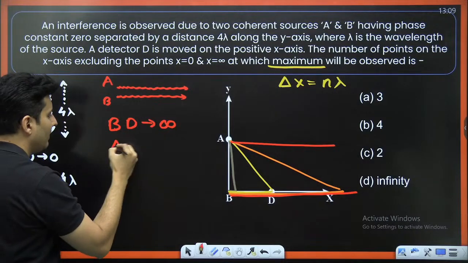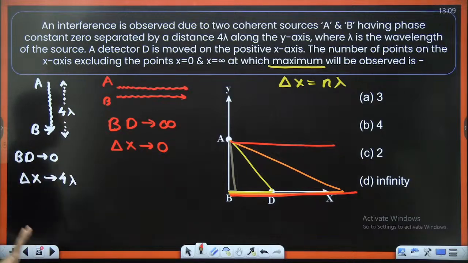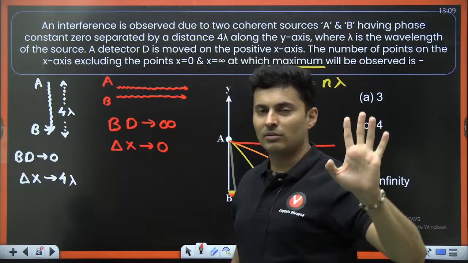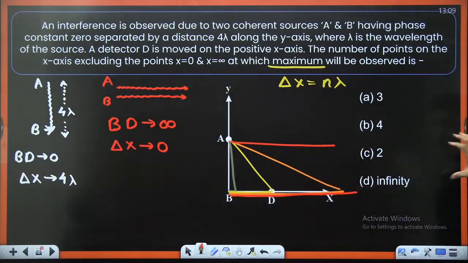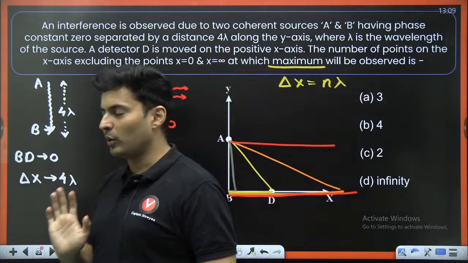So what is their path difference going to be? Their path difference is going to be 0. So now I think I have figured out most of the parts of the problem. When you are really far, path difference is 0. When you are really close, the path difference is 4 lambda.